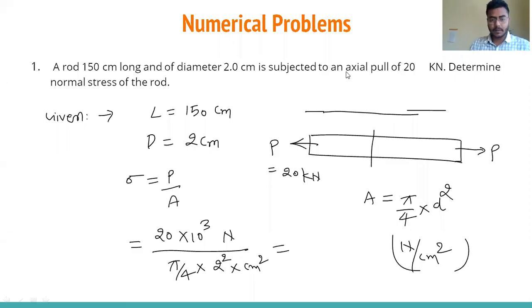So it is coming 6. It's coming here 6366.197 centimeter per Newton per centimeter square, right?